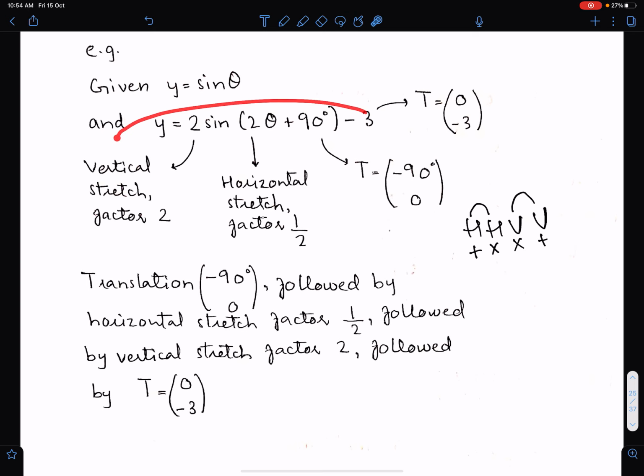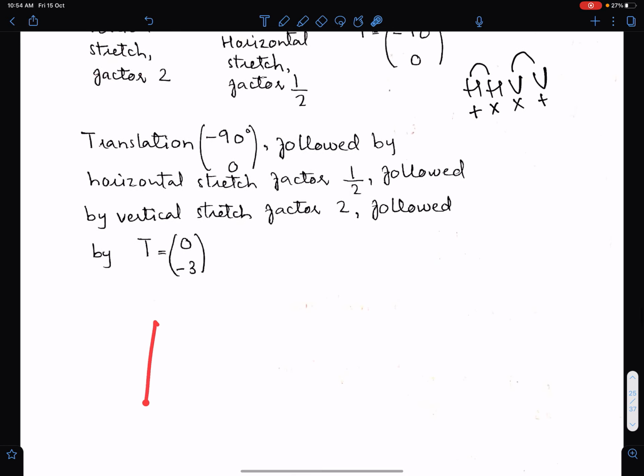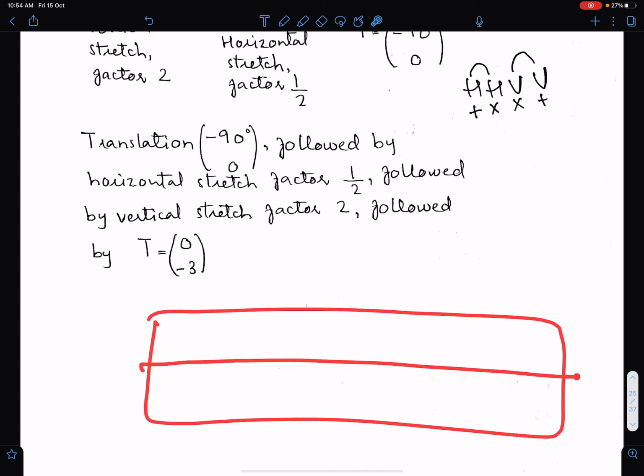What if the question is to sketch this for the given domain? To sketch this you have to make the table. This is the best way to sketch trigonometric functions of transformation types.